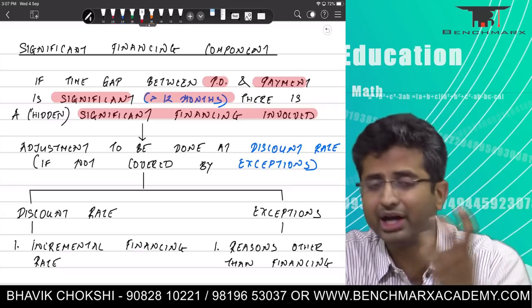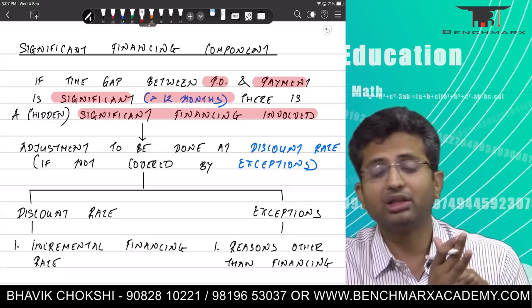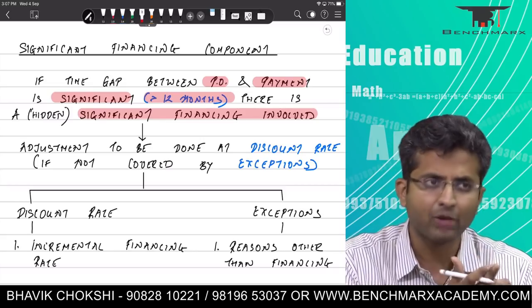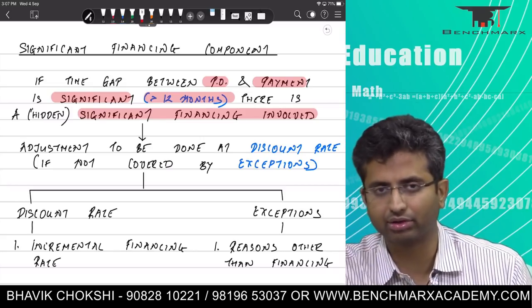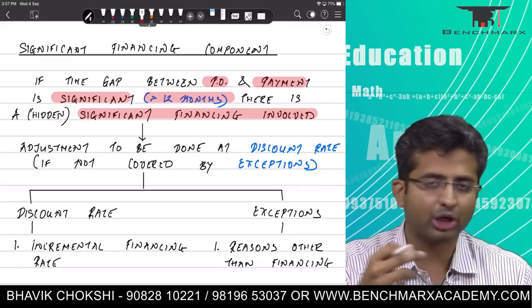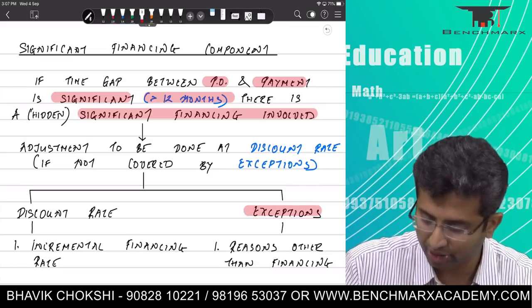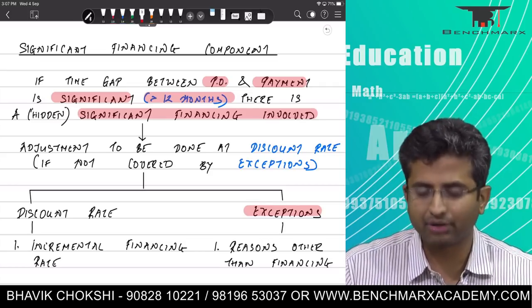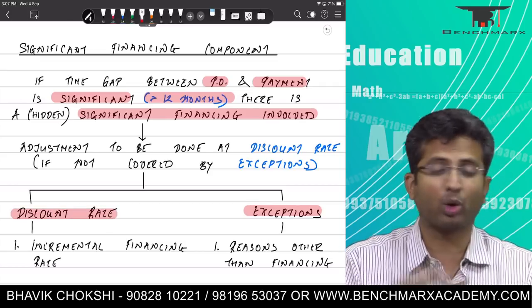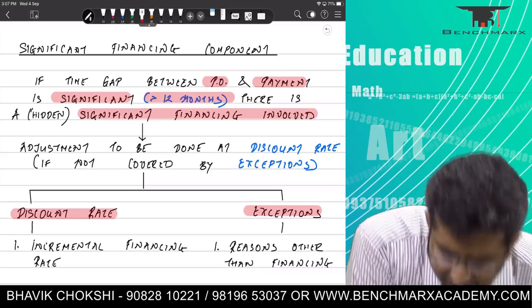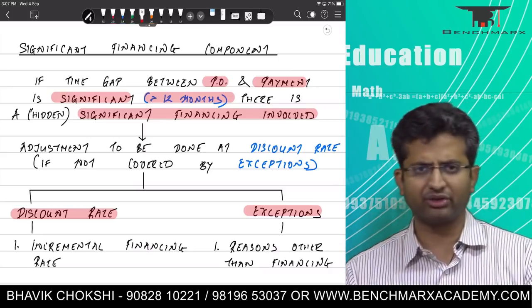Now, how are you going to find the financing element? Well, the standard says that two things have to be seen. Not every transaction where the time gap is more than 12 months will have a hidden financing. So, there are certain exceptions given. And if it is not covered by the exceptions, then we have to figure out what is the rate at which you should take the significant financing. So 2 points we need to discuss.